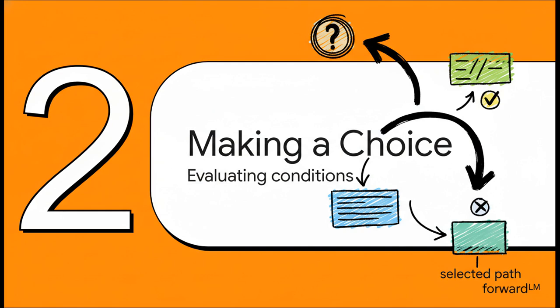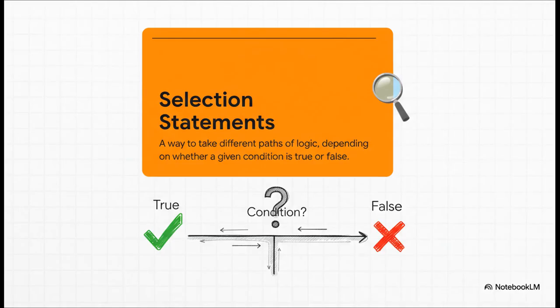Well, the first set of tools in our toolbox are called selection statements, and they do pretty much what it sounds like. They look at a situation, they evaluate it, and they select the right path for the program to take. The best way to think about a selection statement is as a fork in the road. Your code is walking along and it hits this fork. At the fork, there's a question. We call it a condition. If the answer to that question is true, the code goes down one path. If the answer is false, it goes down the other. That simple true or false decision is the bedrock of all complex programming.